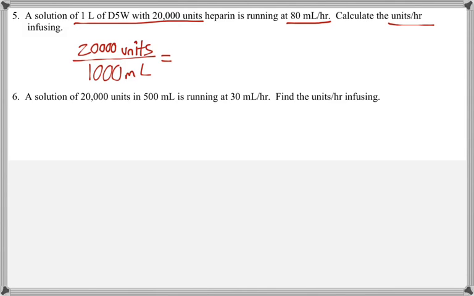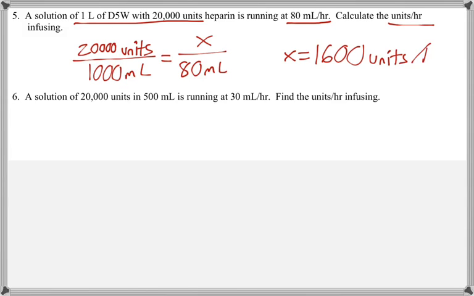And because they're giving us the rate in mLs per hour, I want to put that on the bottom so that it matches. And now I want to solve my proportion. So 20,000 times 80 divided by 1,000, and we get 1,600, and this is units per hour.